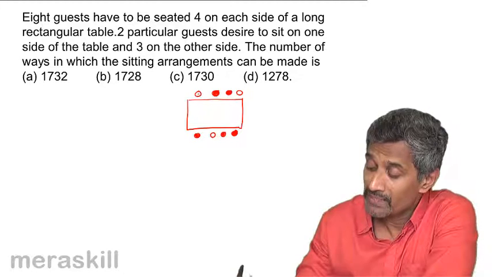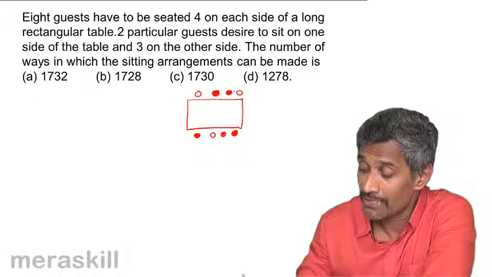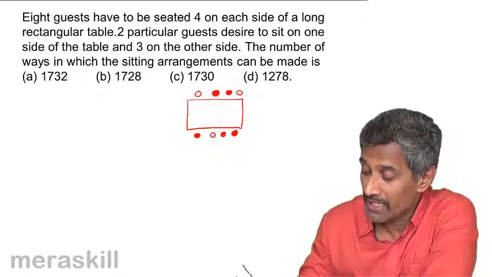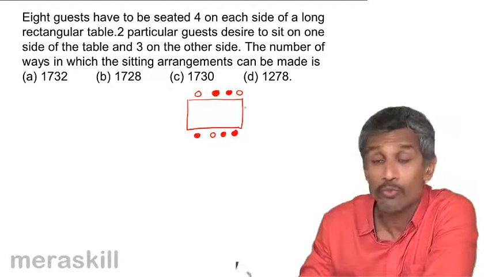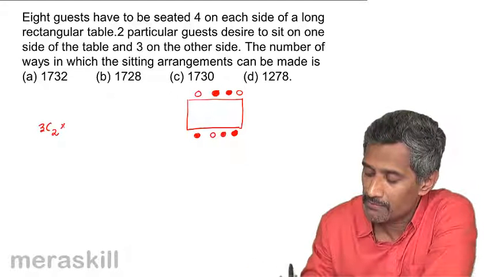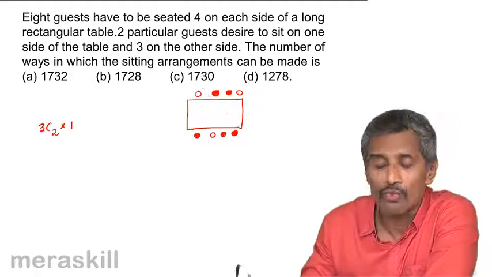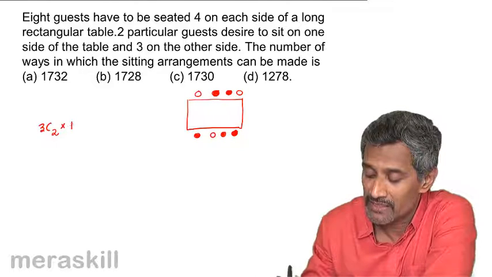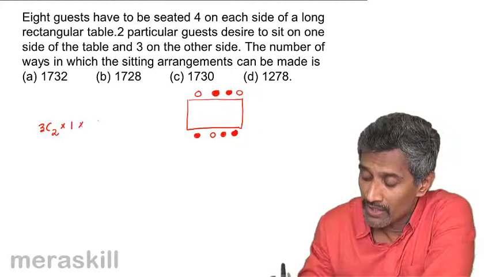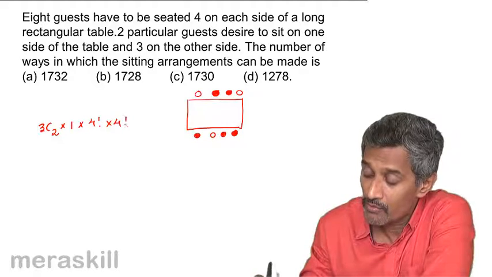That means we'll start by picking up the guests who don't mind sitting anyway. Now we need to select them among these first. So there are 3 guests. In such a way, we select 2 of them to put on one side. So that can be done in 3C2 ways, and the remaining one is done in one way. So now the guests who don't mind sitting anyway can be selected in 3C2 into 1 ways. Then there are 4 and 4. After selection, we need to arrange these 4 in 4 factorial ways, and these ones in 4 factorial ways.